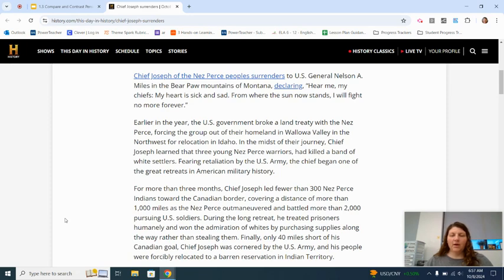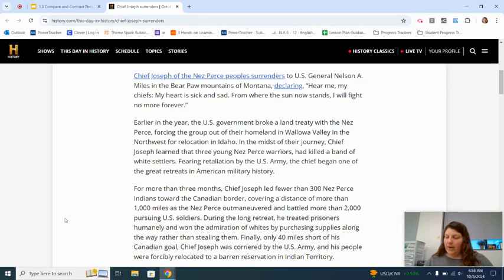Earlier in that same year, the U.S. government broke a land treaty with the Nez Perce. What that means is the United States at the time promised certain parts of the country to different Native American tribes, and the U.S. government broke that promise and forced those people out of their homeland in the Northwest, like the Oregon, Washington area, and forced them to relocate in Idaho.